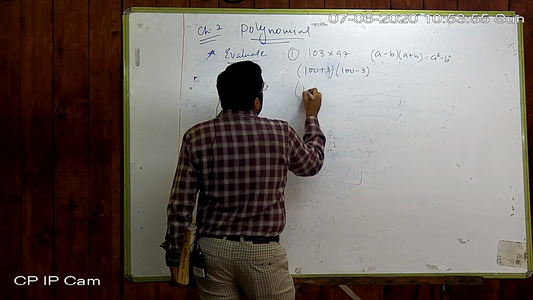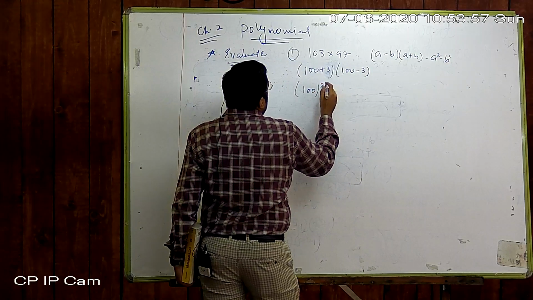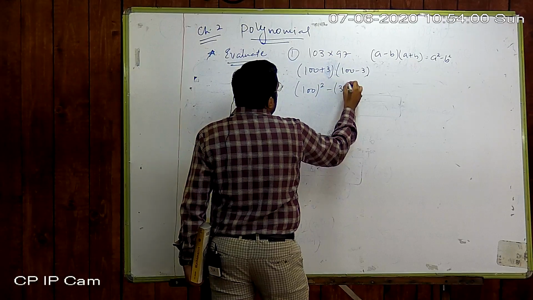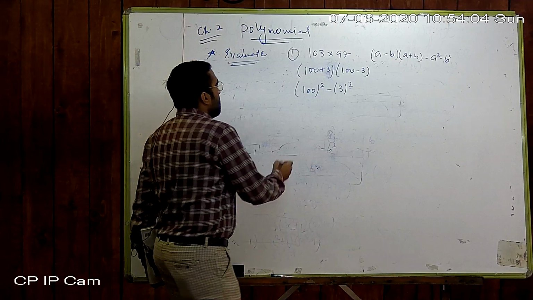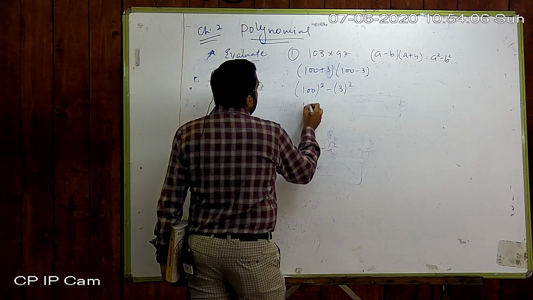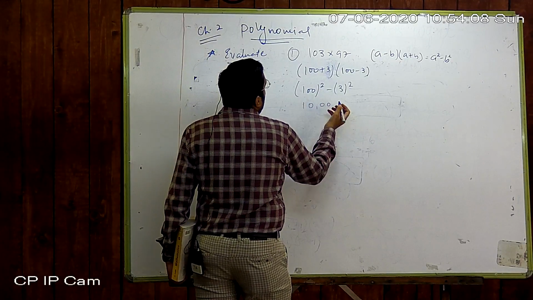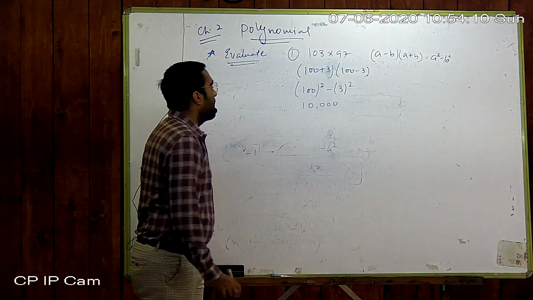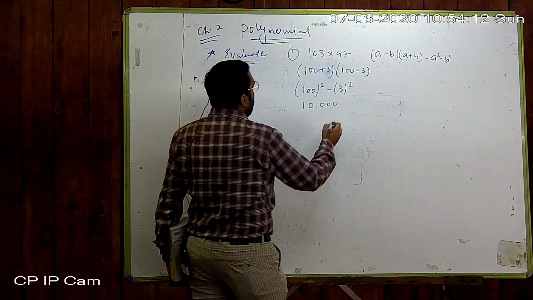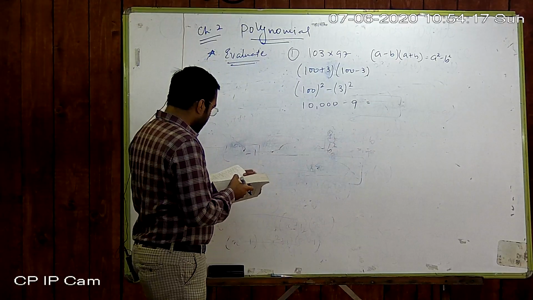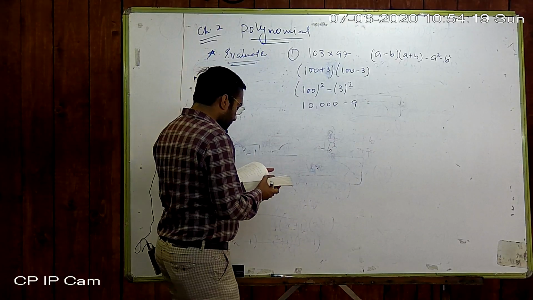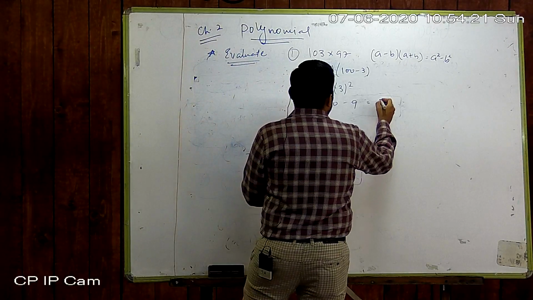So we can use 100 square minus second term is 3, then 3 square. Okay, then what is the answer? Then the answer is 100 square is 10,000. Okay, and minus 3 square is 9. So 10,000 minus 9, your answer is 9,991.